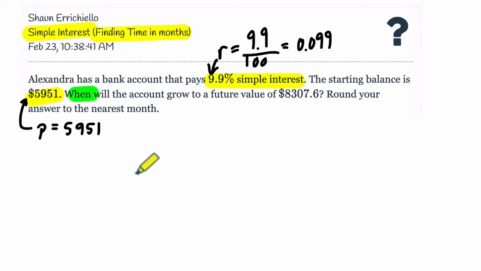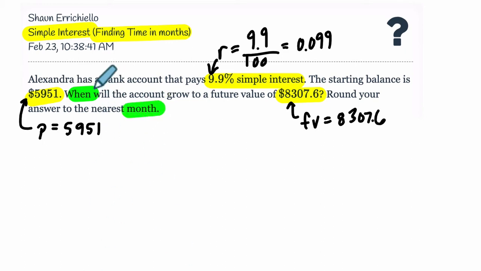When, okay, so here is our time piece. When, we're going to try to find that, will the account grow to a future value of 8307.6? But I'm going to highlight 8307.6 in yellow. I'm going to leave green for the things we're finding. All right, so this is, I'll call it FV, our future value. That's what our account's going to end up equaling. And we don't know how long it's going to take to get there. But notice this, they want us to round to the nearest month, right? And let's do green again. We're trying to find time.